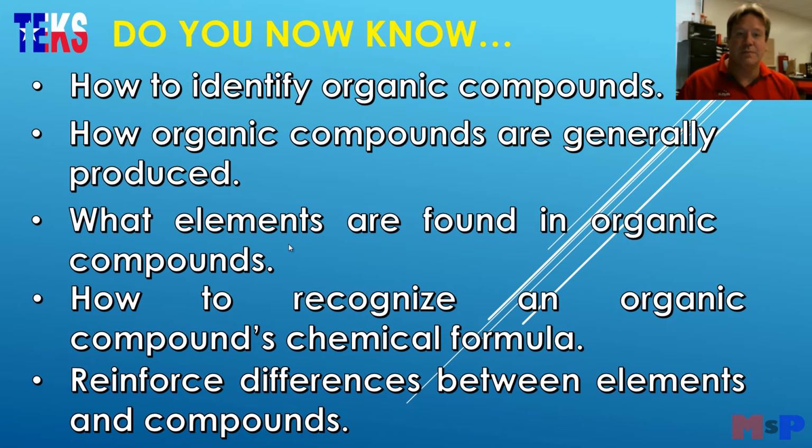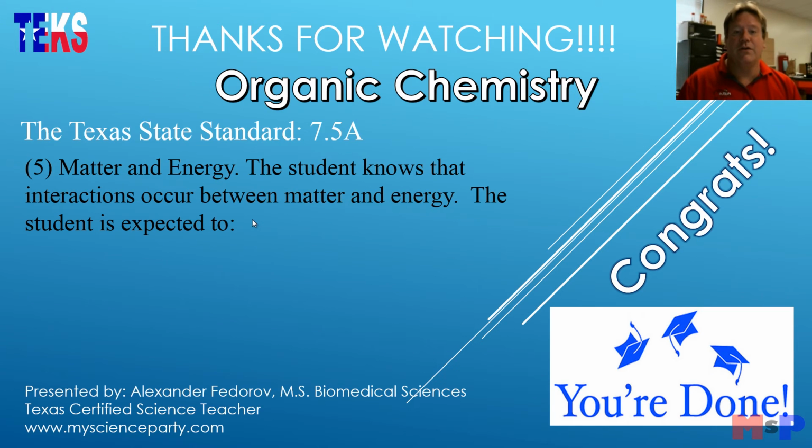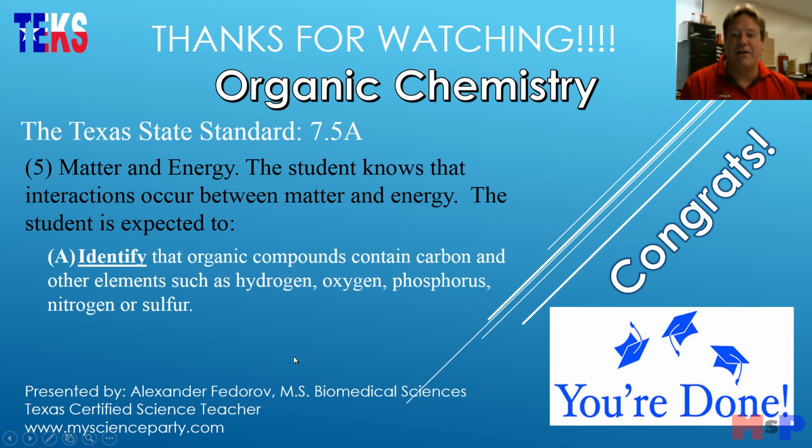Finally, do you understand the differences between elements and compounds? Remember, elements are just the chemical symbols. They're the purest form of the substance. Compounds, on the other hand, are two or more different elements that come together to form a totally new substance. So hopefully you've learned all of that. You have now mastered Texas State Standard 7.75A, which expects you to identify that organic compounds contain carbon and other elements such as hydrogen, oxygen, phosphorus, nitrogen, and sulfur.